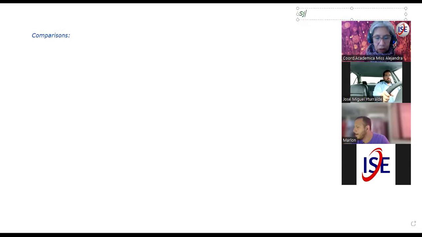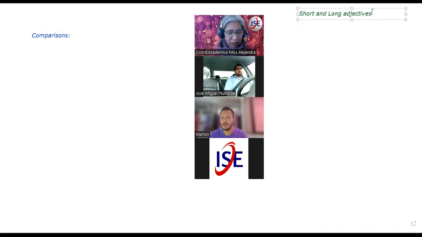Short and long adjectives. Do you remember what that means? Short, up to 2 syllables. Meaning that it has only one vowel in between. For example, fat. One vowel, one syllable.